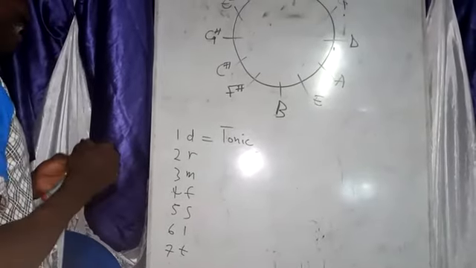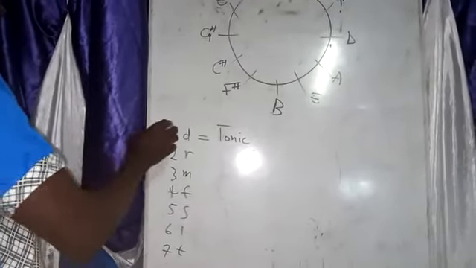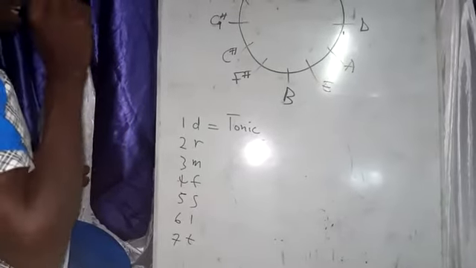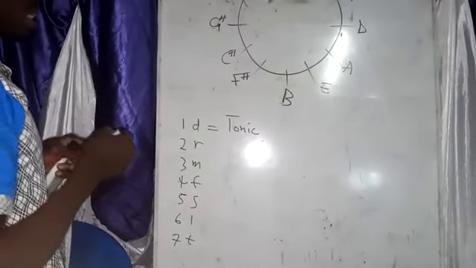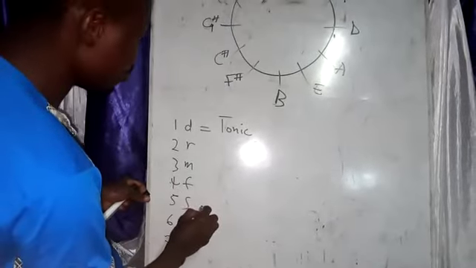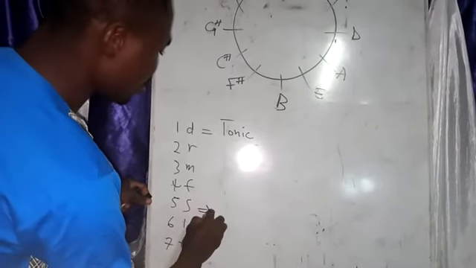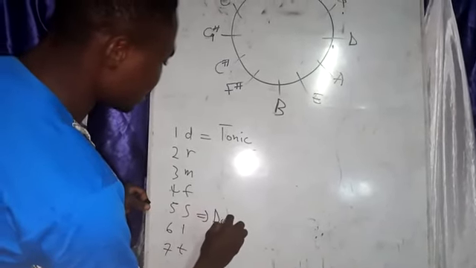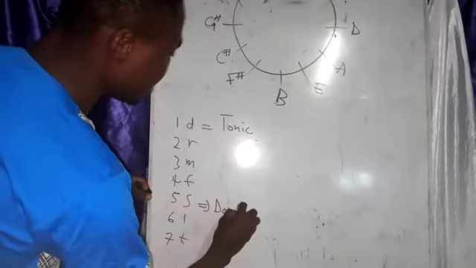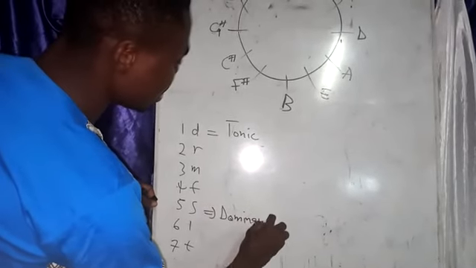So now after the tonic, this is the major chord, and the next important chord is the fifth note, which is the So, and it's called the dominant. It is the one dominating after the tonic.